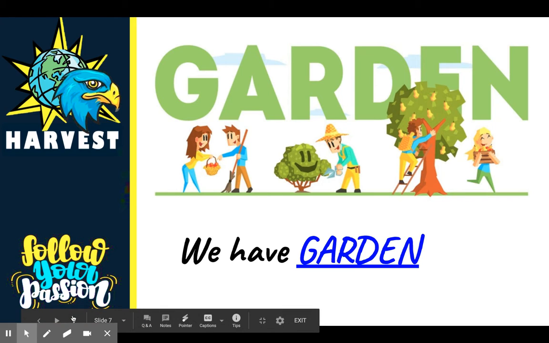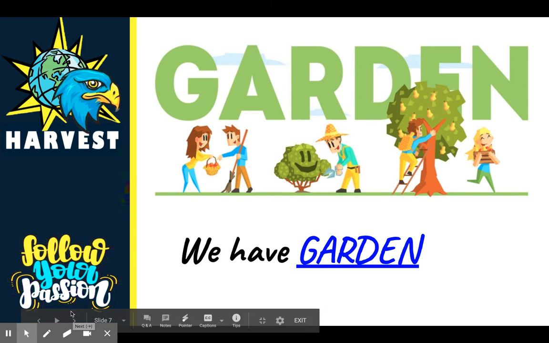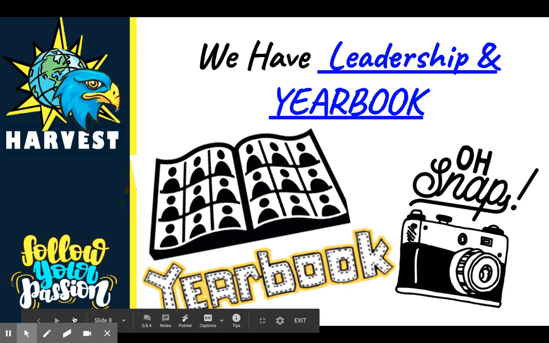And there is garden, where we have a lot of fruit and vegetables. You will learn how to grow them, harvest them, cook them, and we even have some chickens. Another option is leadership and yearbook, where you will help to make different fun activities around the campus and create the yearbook.